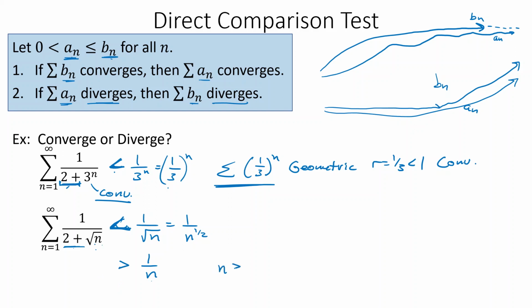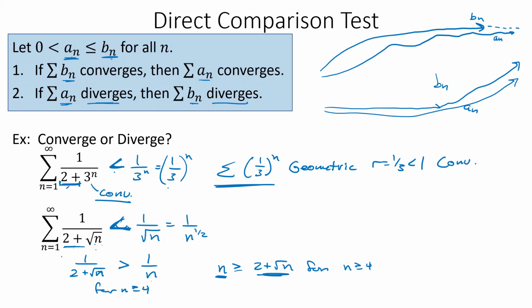Because n will be greater than 2 plus the square root of n for n greater than, let's see, does it work for 1? No. Does it work for 2? No. Does it work for 3? No. Does it work for 4? Yes, at 4 they're equal to each other. After 4, they're fine. So for n greater than or equal to 4, n is going to be bigger than that guy, which means that 1 over n will be smaller than 1 over 2 plus the square root of n for n greater than or equal to 4.